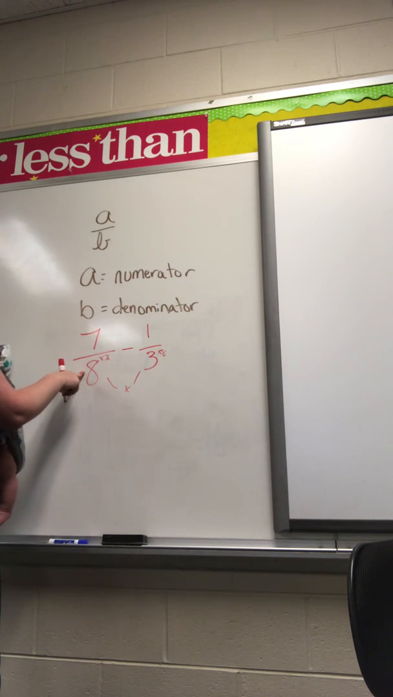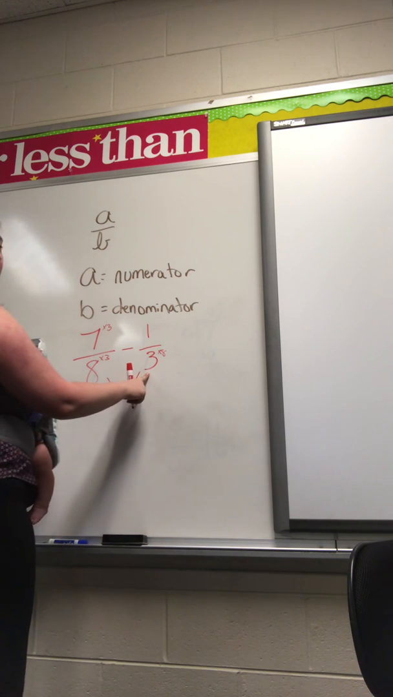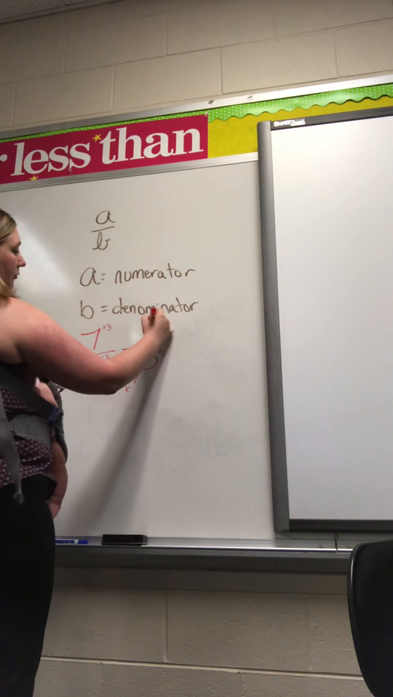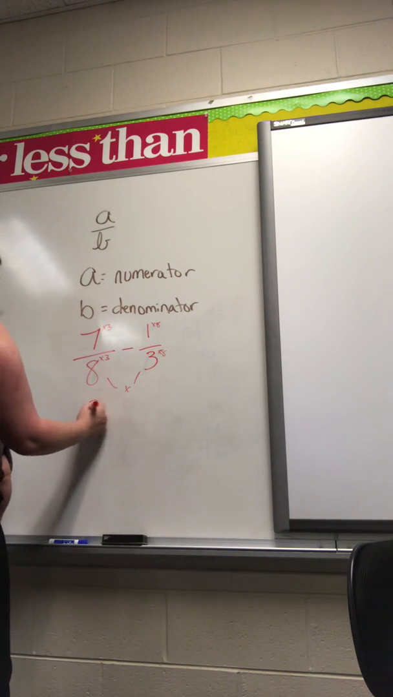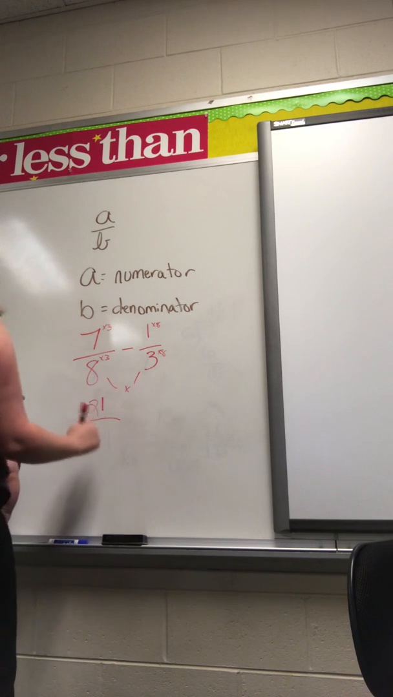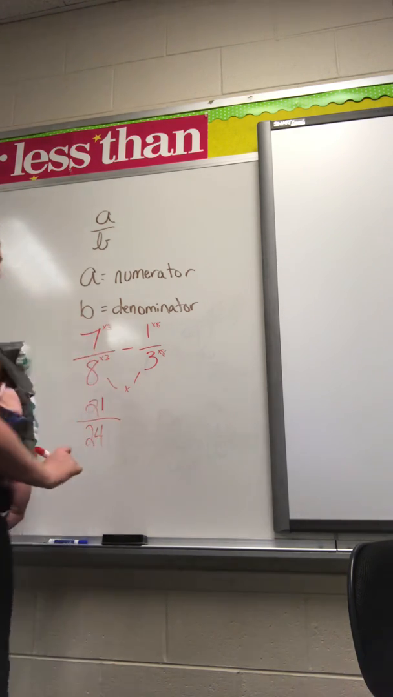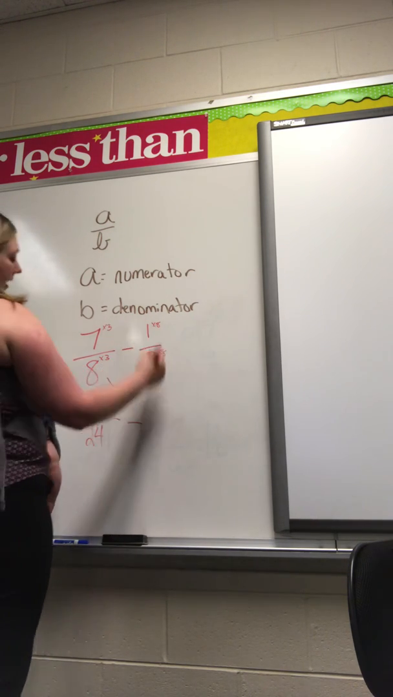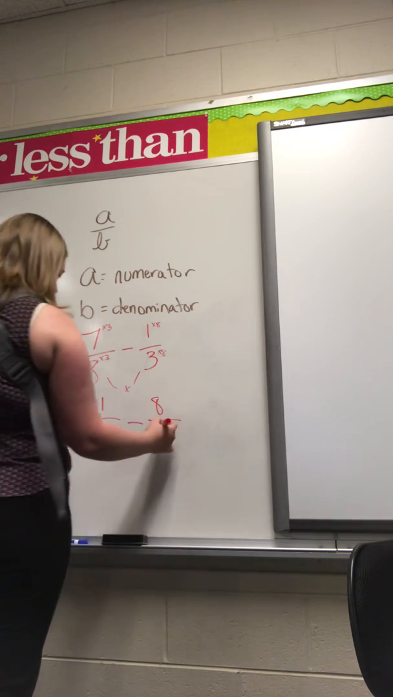Means we take the 7 and also multiply that by 3. We took this 3 multiplied by 8, so we're going to take the 1 and multiply it by 8. 7 times 3 is 21. 8 times 3 is 24. 21 24ths minus 1 times 8 is 8. 3 times 8 is 24.